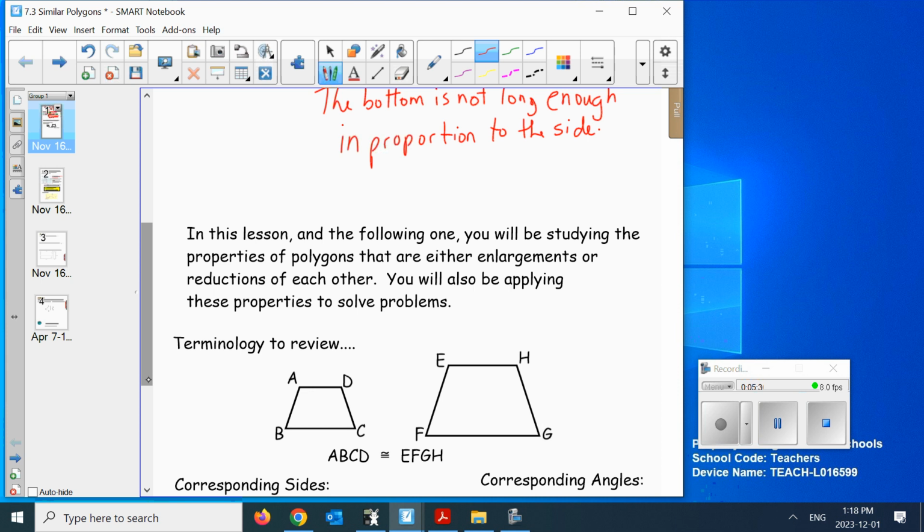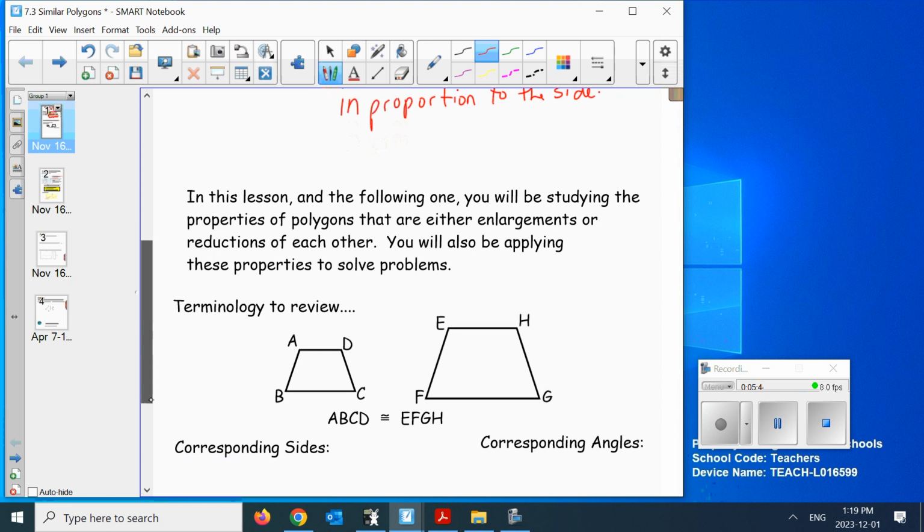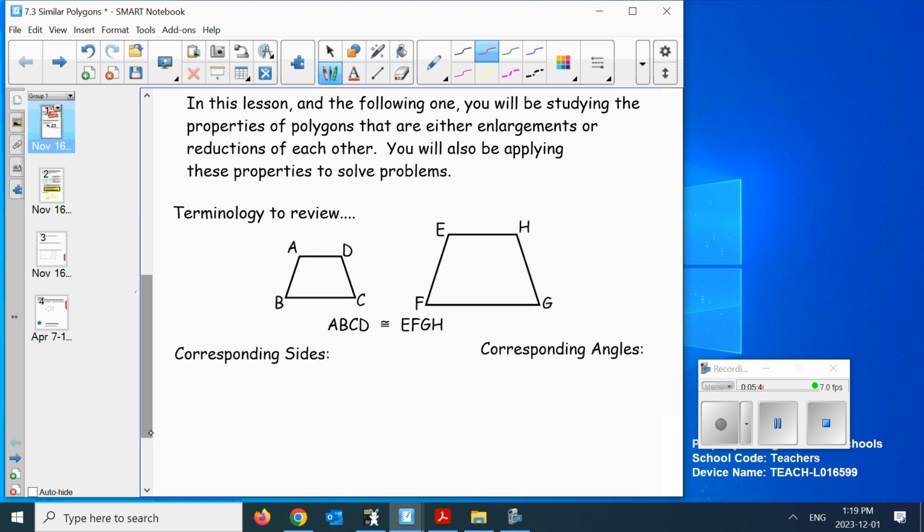This lesson and the following one, we'll be studying the properties of polygons that are either enlargements or reductions of each other. And we'll use those things to solve problems. So some terms to review. Did you guys do this back in grade 7, grade 8? Name shapes by their vertices, the letters at their vertices. Vertices are the corners.